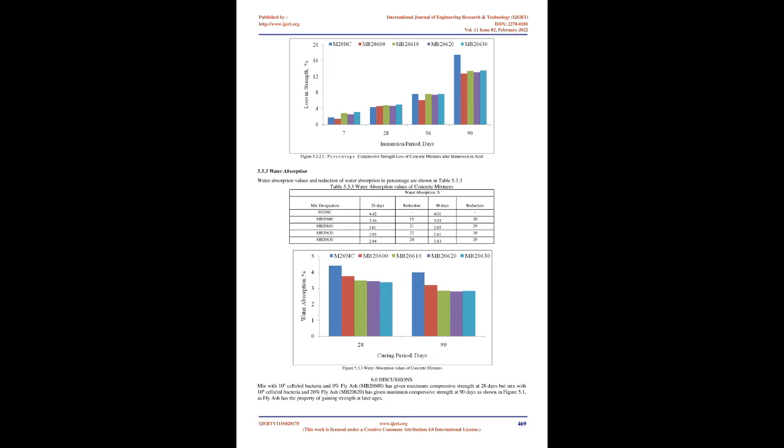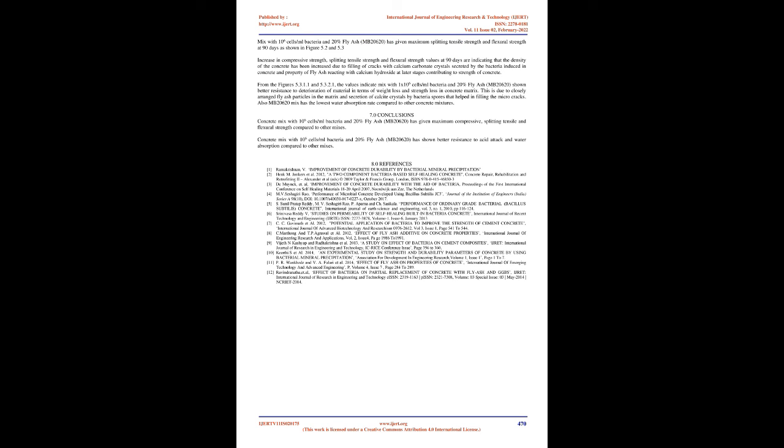6.0 Discussions. Mix with 10^6 cells/ml bacteria and 0% fly ash, MB20600, has given maximum compressive strength at 28 days but mix with 10^6 cells/ml bacteria and 20% fly ash, MB20620, has given maximum compressive strength at 90 days as shown in Figure 5.1, as fly ash has the property of gaining strength at later ages. Mix with 10^6 cells/ml bacteria and 20% fly ash, MB20620, has given maximum splitting tensile strength and flexural strength at 90 days as shown in Figure 5.2 and 5.3.